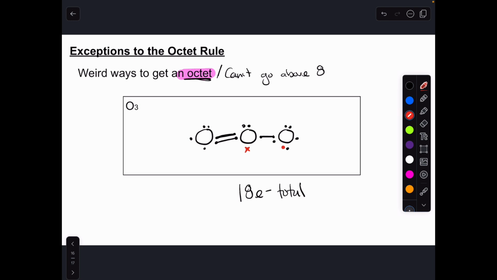Because now if you look, we have 2, 4, 6, 8, 2, 4, 6, 8, and 2, 4, 6, 8. So everybody has what they need. They still have 18 electrons total. So once again, this one can be very confusing, but keep in mind it is an exception, not the norm, so try not to get too caught up on it if you understand the general process, okay?